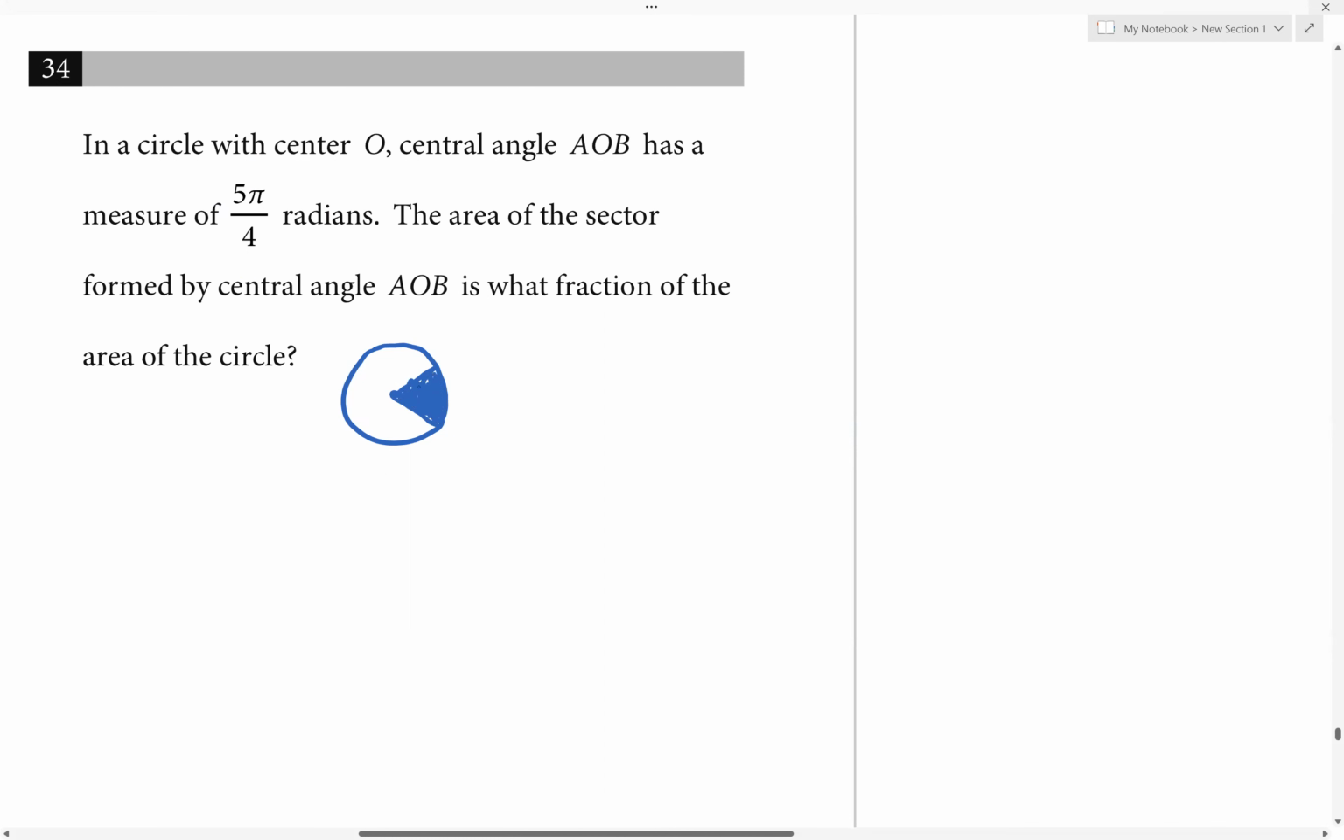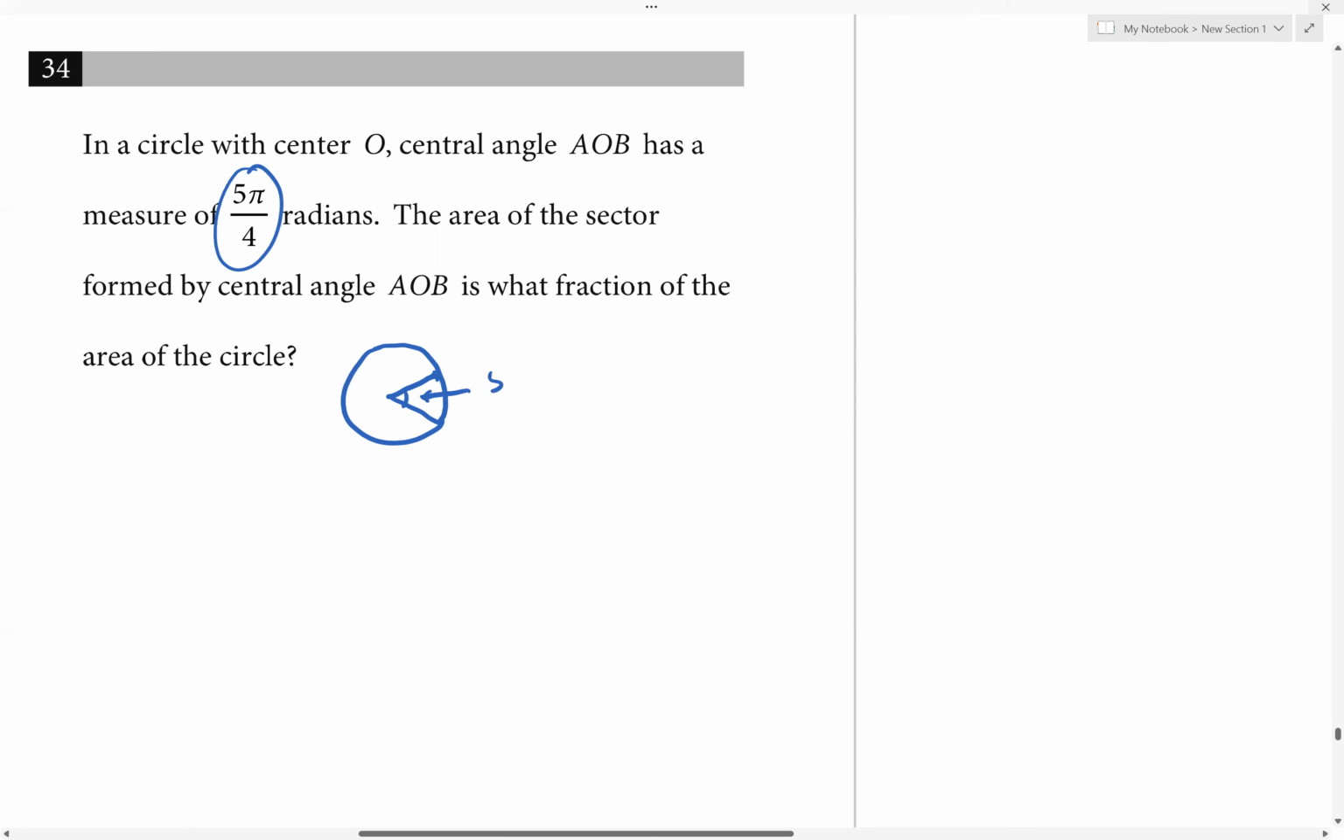Okay, so the area of the sector should be proportional to the area of the circle, right? And its ratio is going to be the same as the ratio of the central angle compared to the total angle measure of the circle. So what we can do is, say the angle for the sector is 5 pi over 4. This picture is not perfect, might not be drawn to scale, but let's just say this is the angle that's 5 pi over 4.